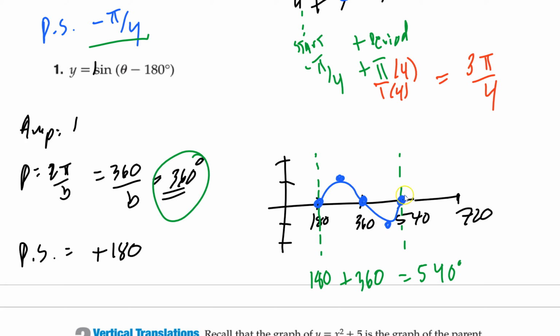Something like that. And don't forget, it goes on forever. If I was going to do this again, let's add another 360 to figure out where you end. I can do the same thing backwards, add another 360 to figure out where you end. So that's how you do a phase shift.